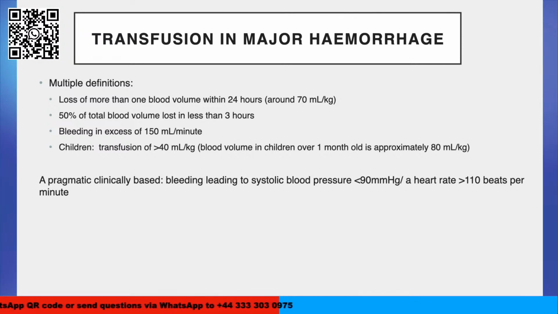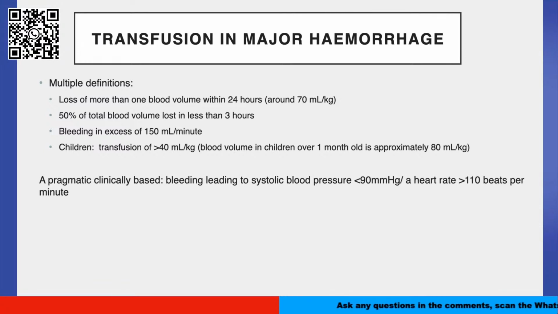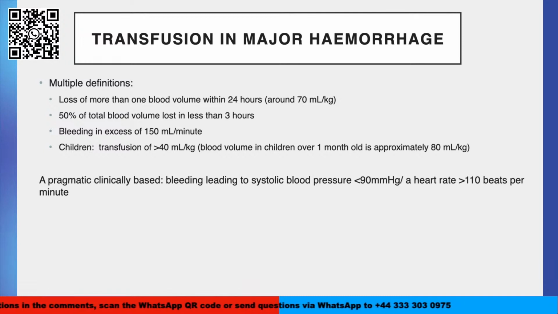I'm now going to talk about transfusion in major hemorrhage. There are many definitions, but some that I've included are loss of more than 1 blood volume within 24 hours, which is around 70 mils per kilogram, loss of 50% of total blood volume in less than 3 hours, bleeding in excess of 150 mils per minute, and for children, those who require a transfusion of greater than 40 mils per kilogram. And the blood volume in children over a month old is roughly 80 mils per kilo, which is slightly greater than in adults where it's 70 mils per kilogram.